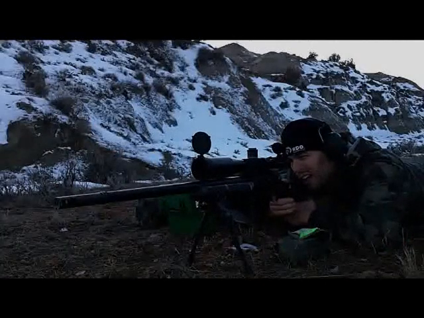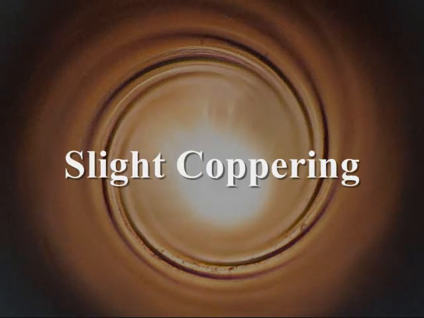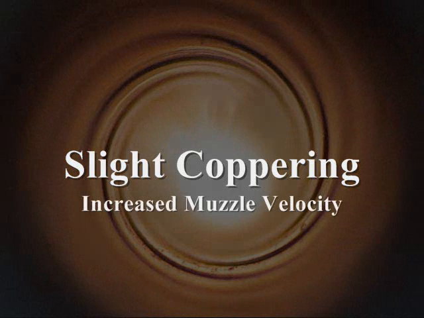Another thing about coppering we can talk about here is that if you just have a slight amount of coppering, the general trend is the more copper gets deposited, the tighter your bore gets. And the tighter your bore gets, the greater pressure we're going to have in our pressure curve, and that's going to result in higher velocity. So as coppering increases, you're generally going to have an increase in muzzle velocity.